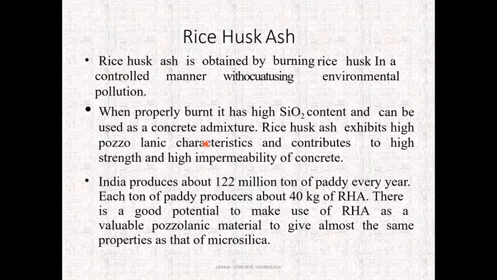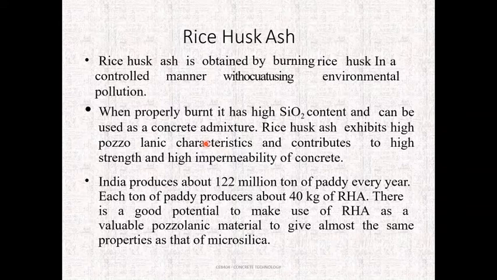The next one is rice husk ash. Rice husk ash is obtained by burning rice husk in a controlled manner without causing environmental pollution. When properly burned, rice husk has a high amount of silicon dioxide and can be used as an admixture. Rice husk ash exhibits high pozzolanic characteristics and contributes to high strength and impermeability of the concrete.